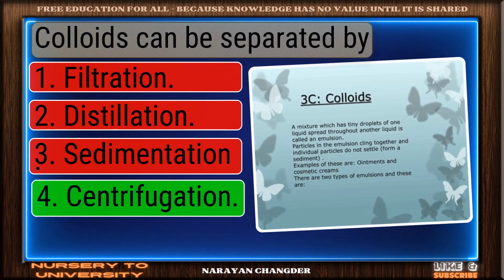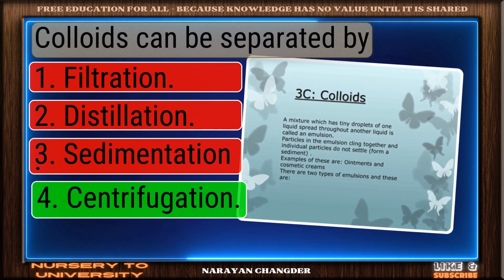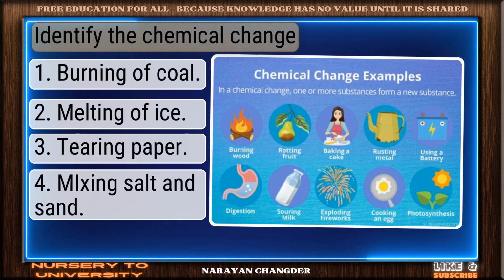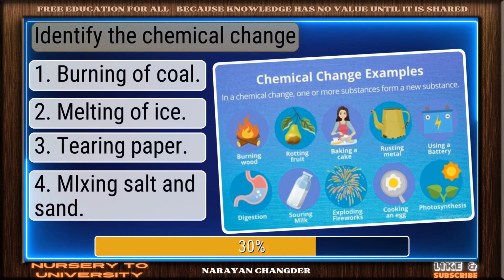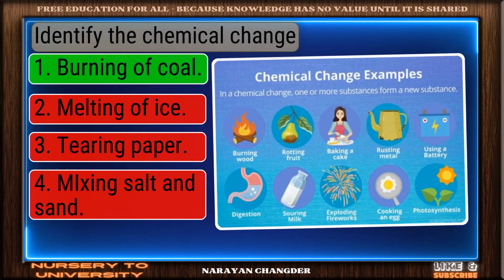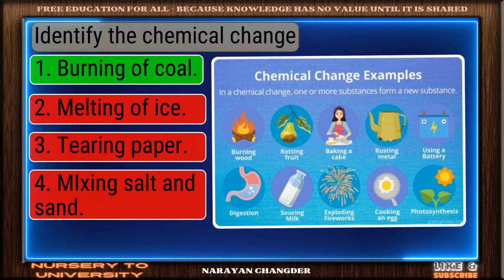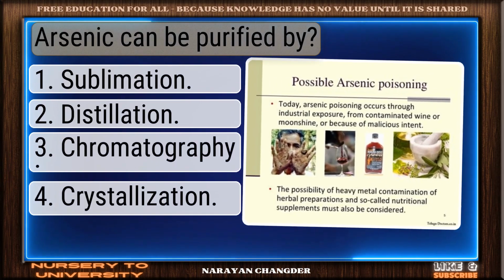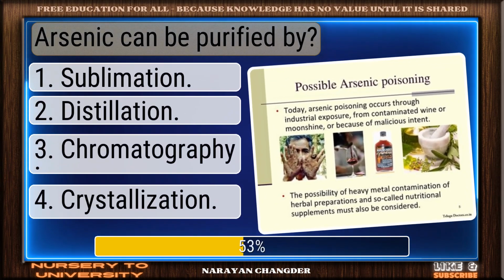Solid response. Centrifugation is a valid choice. Question number 270. Identify the chemical change. On track. Burning of coal is the correct answer. Question number 271. Arsenic can be purified by.